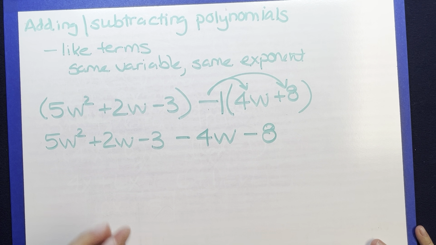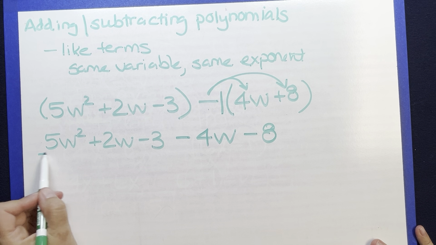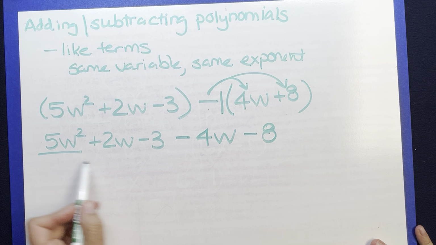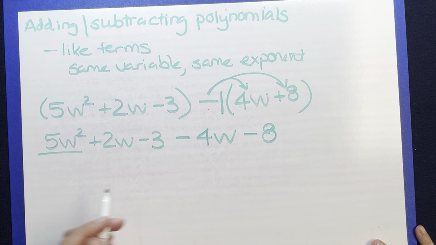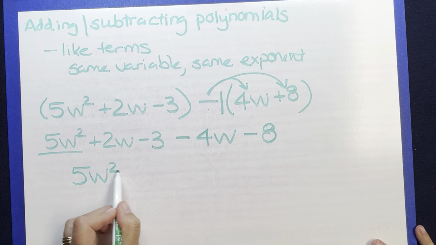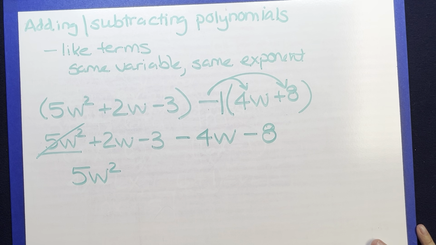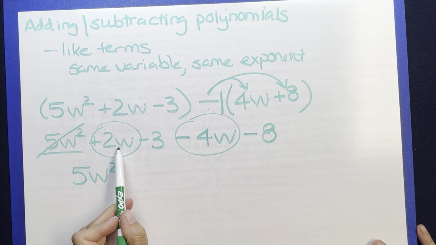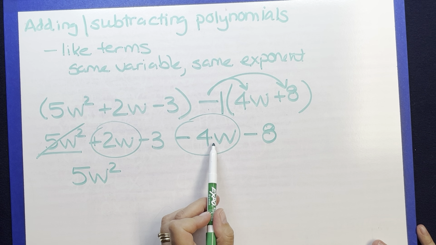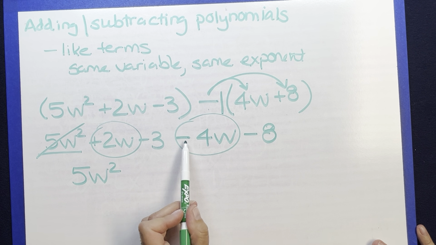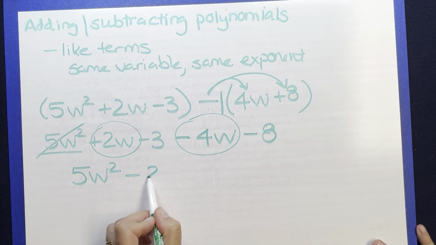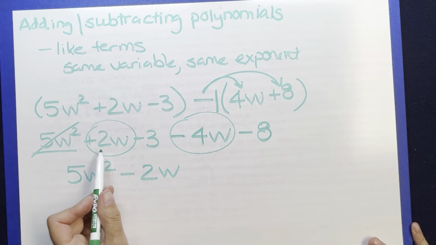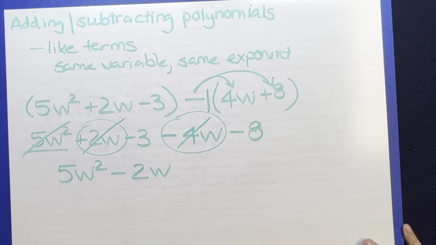So let's start with the biggest exponent term first, which is my 5w squared. It doesn't have another w squared term to add or subtract, so it stays by itself. And I'm just going to cross through it once I'm done. Then I'm going to look for any w terms. So we can circle. I've got a plus 2w and a minus 4w. So I do 2 minus 4. So I get a negative 2 and I keep my w the same. So I've combined these two like terms. So I'm going to cross those off now.